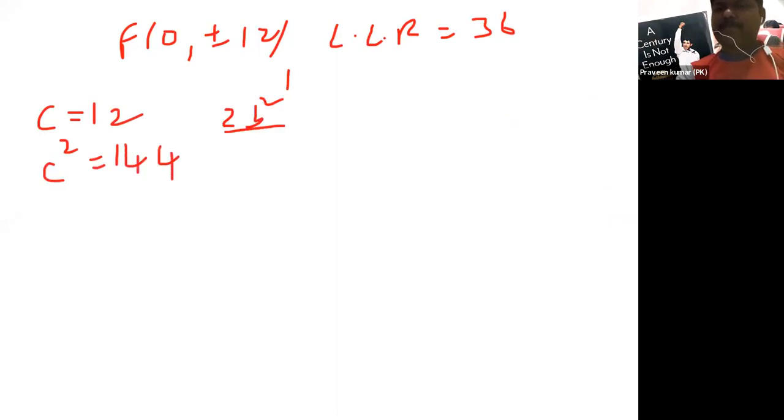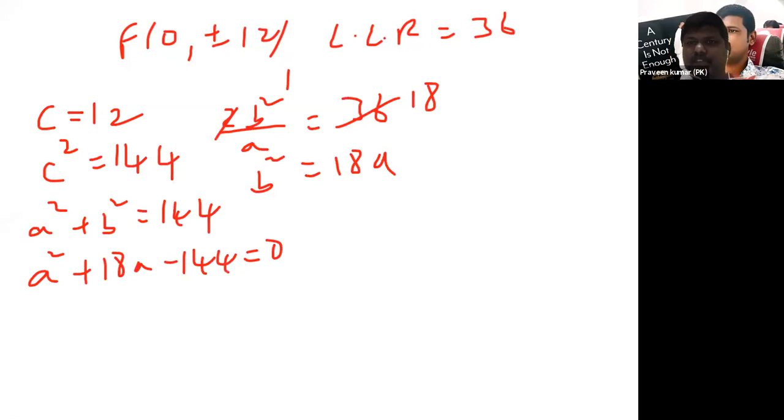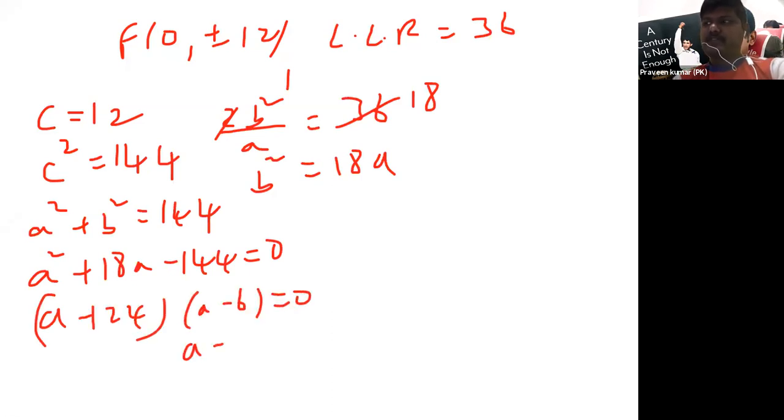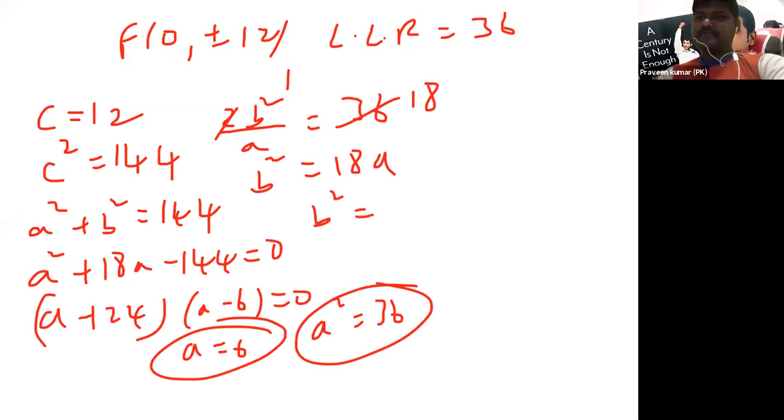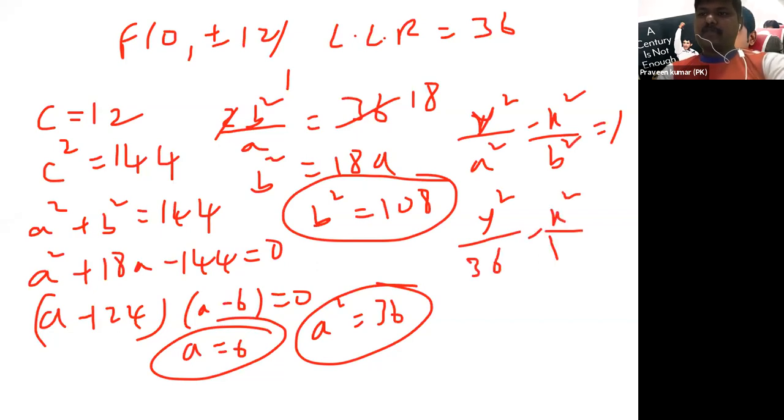Length of latus rectum is 2b square by a is equal to 36. So b square is 18a. A square plus b square equal to 144. Correct? A square plus what is b square value? 18a minus 144 is 0. For 144, which values can we take? 4 table? No. 6 table? 24 table? Okay, 24 6s are 144. So a plus 24 into a minus 6. A is 6. A square is 36. B square is 18 6s are 108. It is on the y-axis. Y square by a square minus x square by b square equal to 1. Y square by 36 minus x square by 108 is equal to 1. Correct?